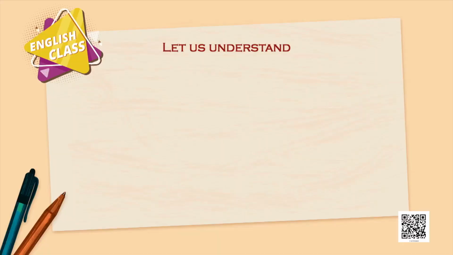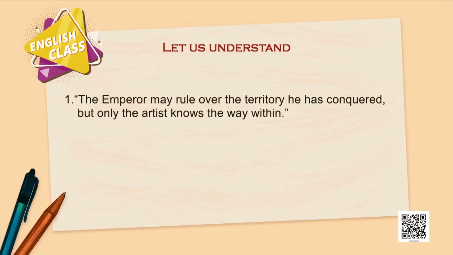Let's do the activities. The first is a comprehension question. Let us understand. I will read out the statement and you try to find out the meaning and then we will discuss. Let us understand. The first one, the emperor may rule over the territory he has conquered, but only the artist knows the way within. So, how would you explain the sentence?